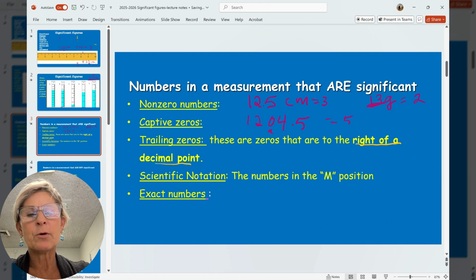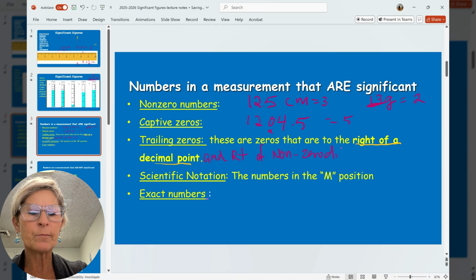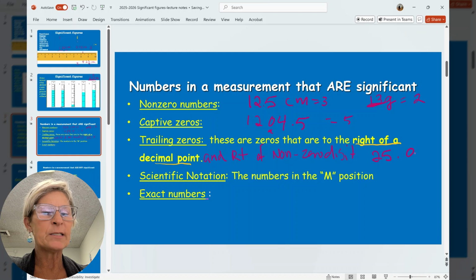Trailing zeros. So these are zeros that are to the right of a decimal point, and I'm going to say, and the right of a non-zero digit. So for instance, if I have 25.0, that 0 is to the right of a decimal and the right of a non-zero digit. So we'll make that a centimeters. So I have 3 sig figs.